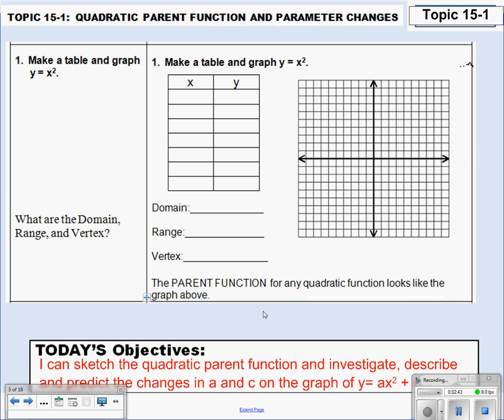So let's talk about the quadratic parent function today. We're going to make a table and actually graph it. To make a table and graph, we will use our calculators. So at this time, please get your calculators and turn them on.